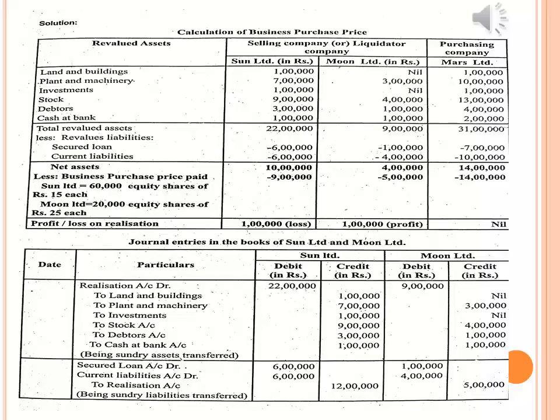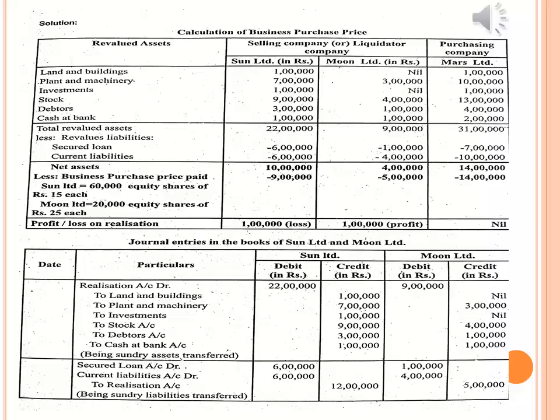In this new slide we find Sun Limited's assets and liabilities. You write the assets one by one and then subtract the liabilities, secured loan and current liabilities. You get net assets: 10 lakh and 4 lakh for Sun and Moon, totally 14 lakh. Now we have to check the balance sheet. Sun Limited has 60,000 equity shares of 10 each, which works out to 6 lakh. In the same way, Moon Limited has 20,000 equity shares of 10 each, which is 2 lakhs.